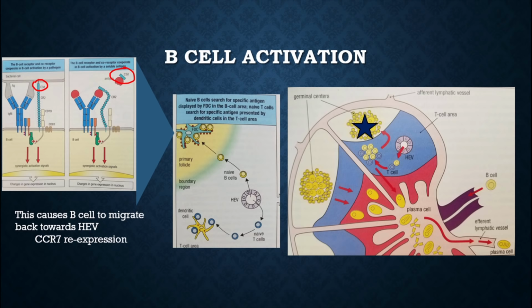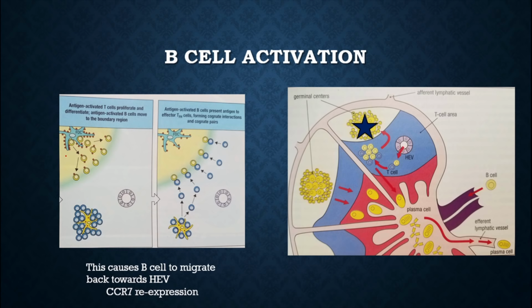At this point, our B cell is not an effector B cell. Still is not fully activated. Instead, what happens is it re-expresses CCR7. Remember, CCR7 was made down here by the HEV cells. Does that make sense? So by re-expressing CCR7, the B cells now leave the follicular dendritic cell and move back towards that HEV. Remember, they aren't fully activated yet. They're not fully effector B cells, but they're moving back towards that HEV.